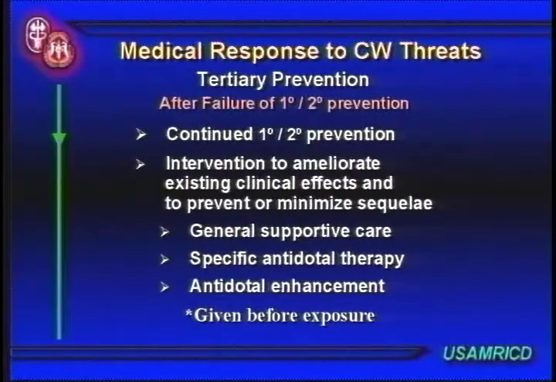Once those symptoms have arisen, by definition, primary prevention has failed and secondary prevention has failed. Tertiary prevention means medical treatment. If both primary and secondary prevention have failed, and a casualty presents with clinically observable signs or symptoms of a chemical agent exposure, that person's life can still be saved by prompt and appropriate medical treatment, to include decontamination even at this stage, administration of antidotes, supportive care, and continued evacuation.